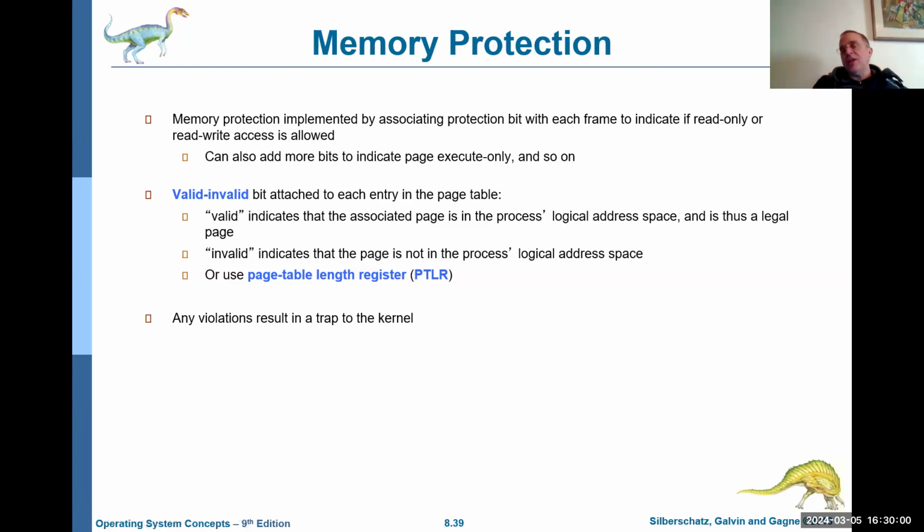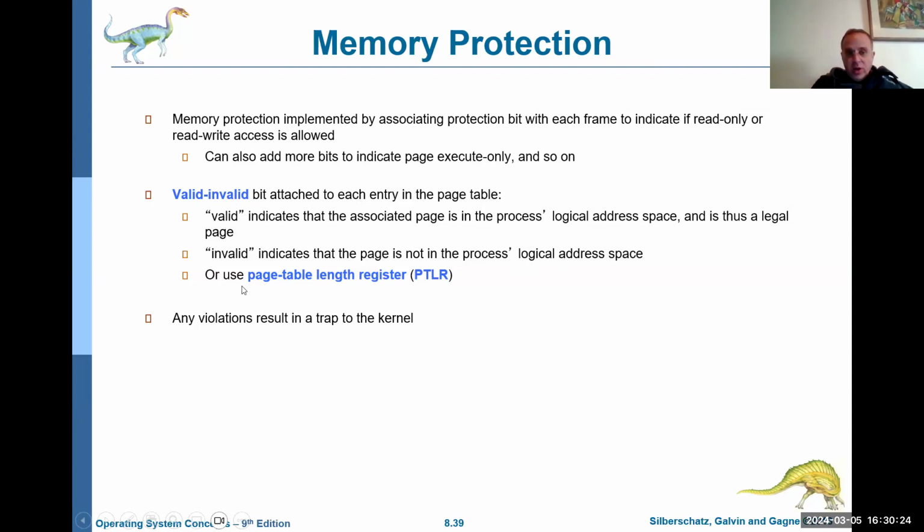Maybe I can have a bit there to indicate that you can't write to this place, but you can read from it. So we have to have valid and invalid for every single row of the page table. If it's valid, then it's in the process's logical address space. If it's invalid, it's not in its logical address space. In other words, the address area that it's allowed to use.